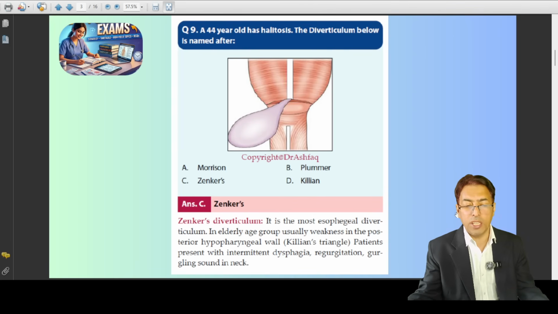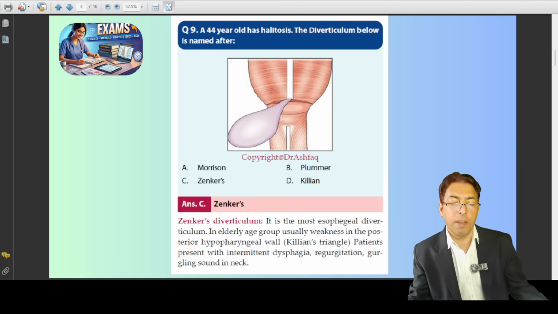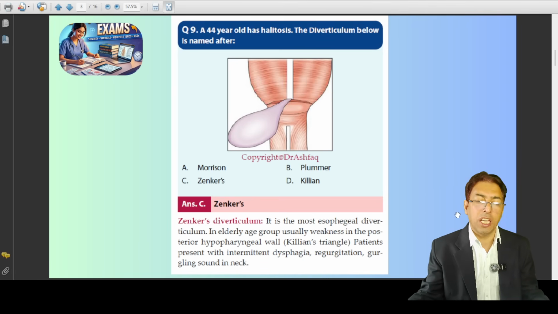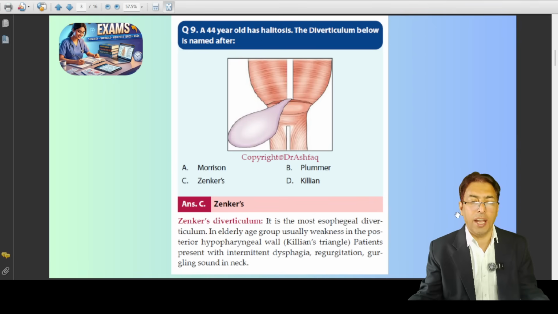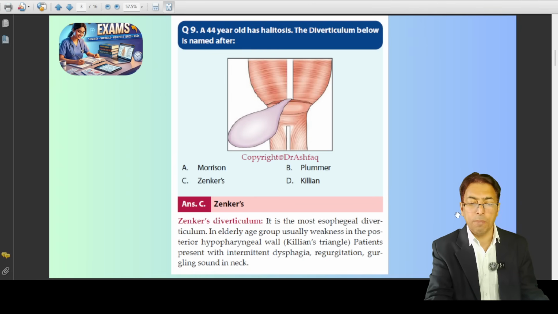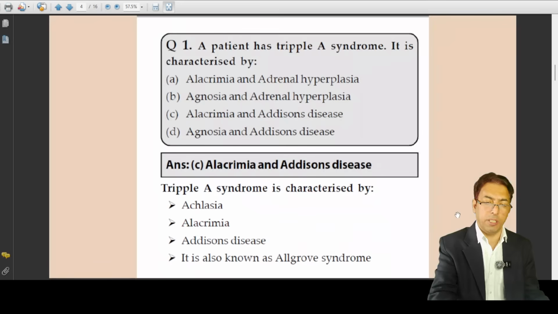Zenker's diverticulum is an esophageal diverticulum, as you are well aware, and it lies as a weakness in the posterior pharyngeal wall, Killian's triangle, and patients present with dysphagia, regurgitation, and a gurgling sound in the neck because of this diverticulum, and they can present with bad breath, which is the name given as halitosis. The question line is simple: halitosis, and the figure shows a diverticulum. So you have to be well acquainted with such image-based questions, and your profound knowledge of anatomy, surgery, ENT, ophthalmology, any subject is needed. The fundamentals should be there.